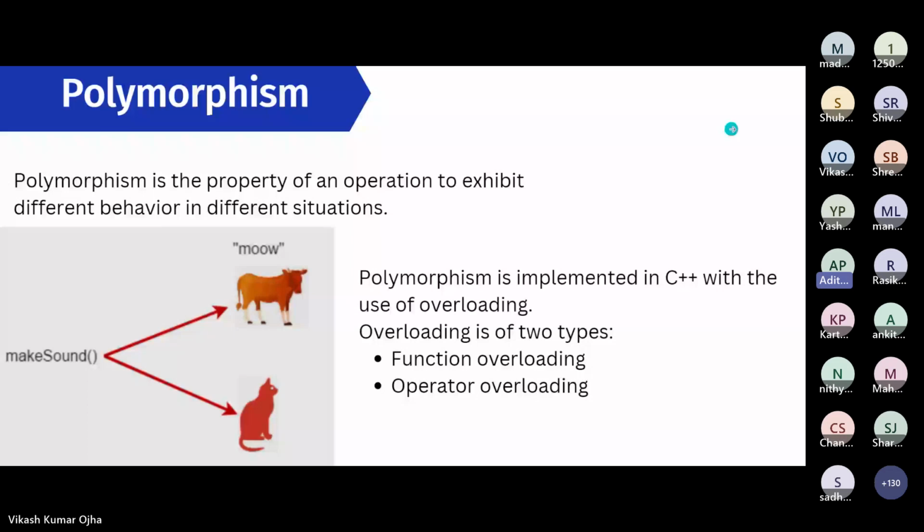If we have a function known as make sound, and we have different animals, say different classes, one would be cow and one would be cat. The same function based on different input can give me different outputs. In the case of cow, it would be a moo, and in the case of a cat, it would be a meow. Polymorphism is implemented in C++ with overloading.